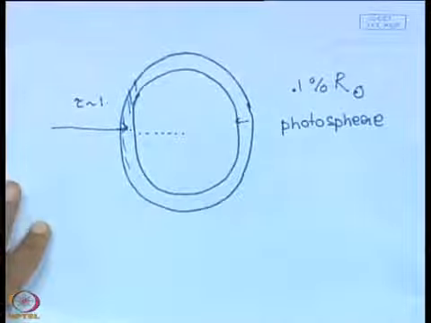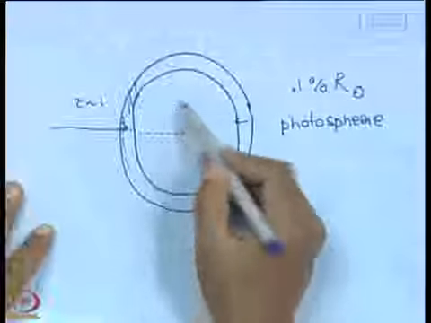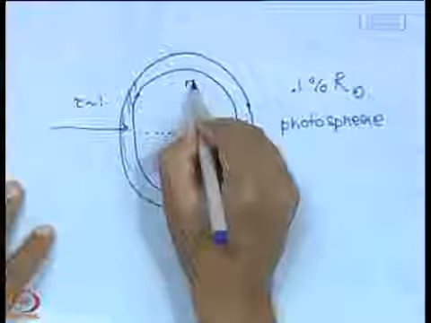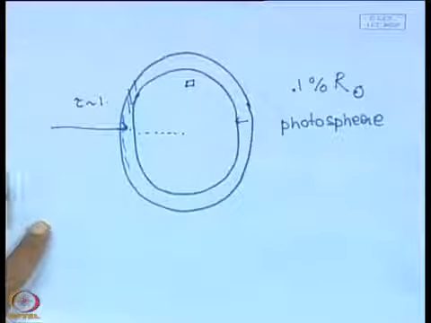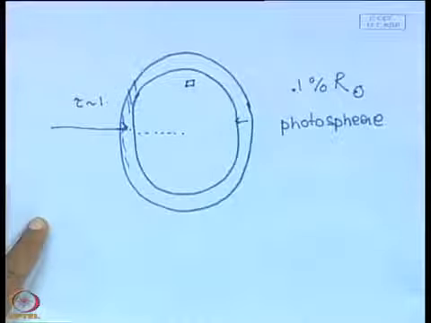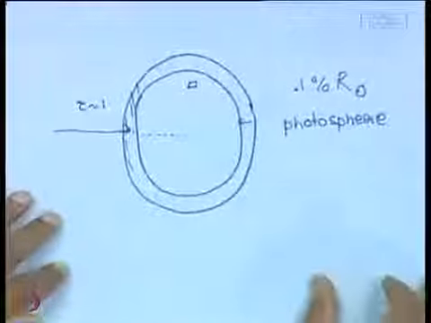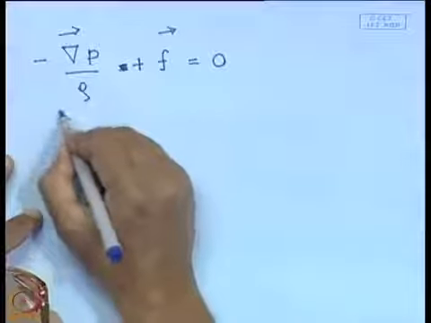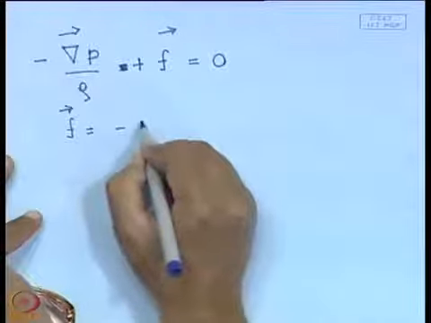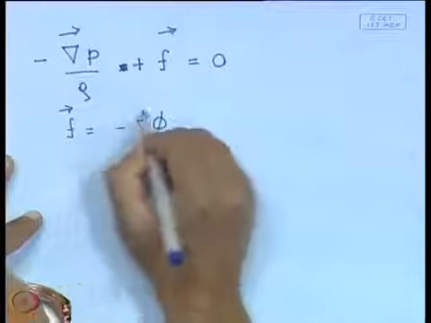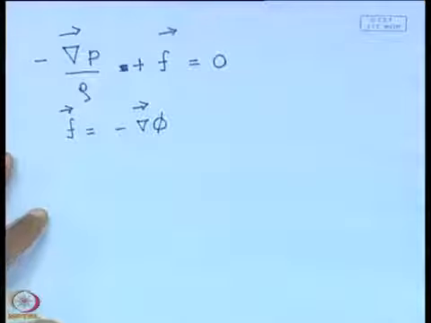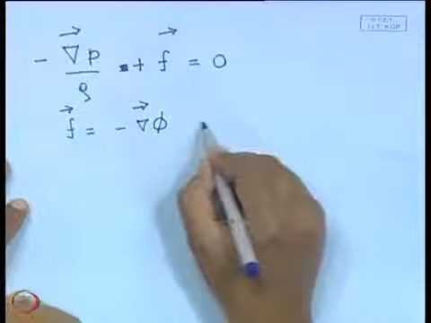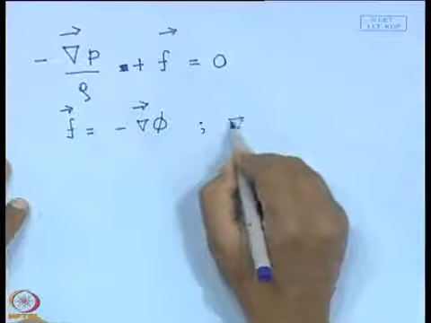Now, the situation that we are dealing with: the force per unit mass on any element of this fluid is essentially the gravitational force. So, we can represent the gravitational force in terms of a potential. This is minus grad phi, where the potential satisfies the Poisson equation.